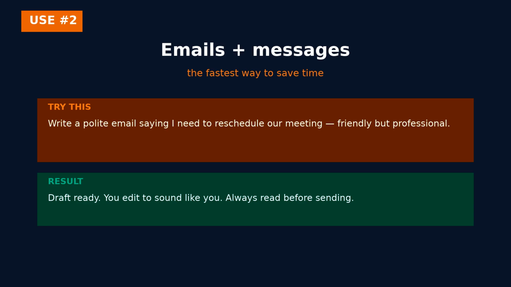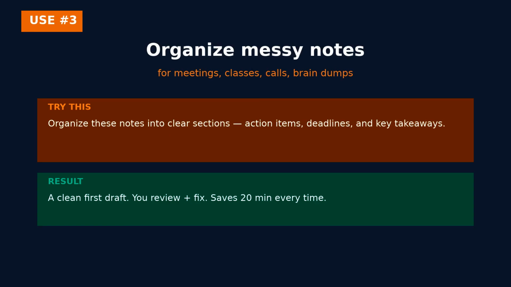2. Use AI for emails and messages. I am not saying you should let AI sound like a robot. The goal is to let AI help you get started, clean things up, or make your message clearer. Try these: Write a polite email saying I need to reschedule our meeting. Make this message sound more professional but still friendly. Shorten this email and make it easier to understand. Write a reply that says thank you, confirms the details, and asks one follow-up question.